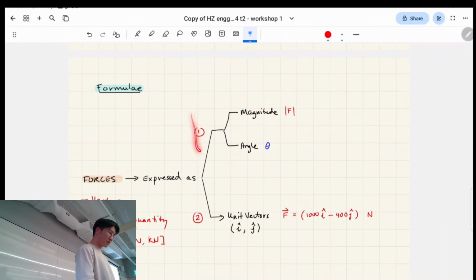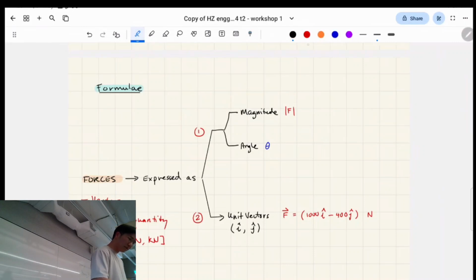What I was talking about, sorry, is that you can express a force in terms of a magnitude and an angle. So that's the whole magnitude and direction thing I was talking about. Maybe on a Cartesian plane, it would look something like this.